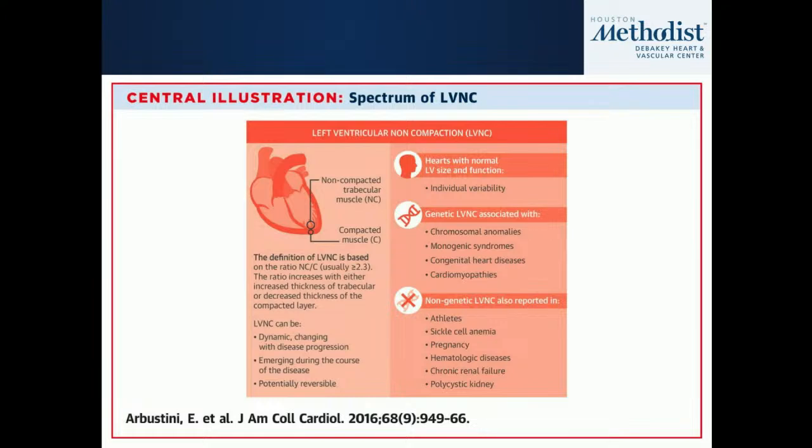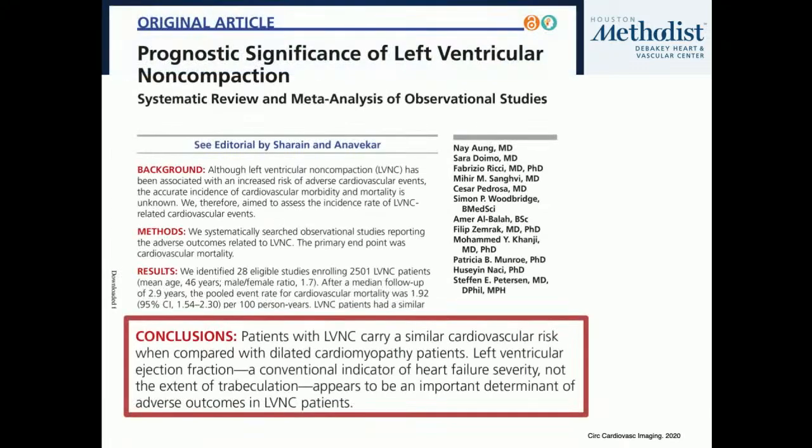Important to keep in mind, LV non-compaction is likely a spectrum. There's a number of things that can do that. Some things can occur in athletes, can occur due to other secondary conditions. So again, it's important to recognize LV non-compaction may in fact be not one single entity, but a spectrum of a variety of different etiologies. And I think most important is there's now several studies that have shown that the extent of the trabeculations is not what predicts prognosis in these patients, rather it's LV function. It's the LV ejection fraction that is associated with prognosis in these patients.